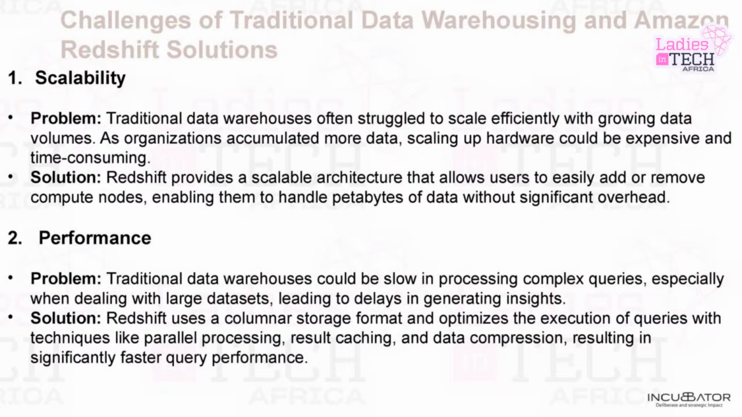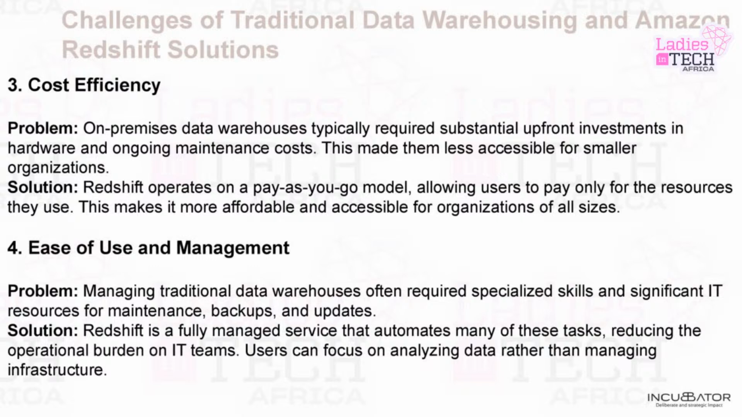So let's look at performance. Traditional data warehouses could be slow in processing complex queries, especially when dealing with large data sets, leading to delays in generating insight. Redshift uses a columnar storage format and optimizes the execution of queries with techniques like parallel processing, result caching, and data compression, resulting in significantly faster query performance. I don't want to go through each and every one of the slides, I just want us to have it. So, cost efficiency, ease of use and management, and that's all.